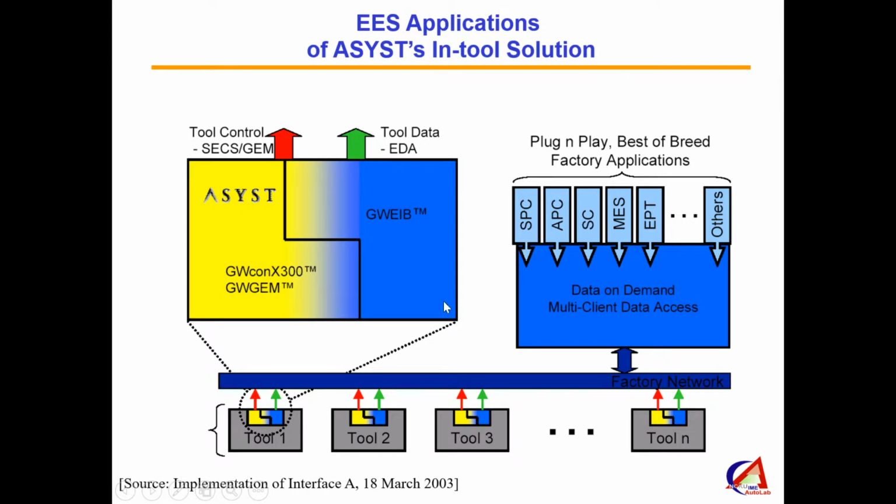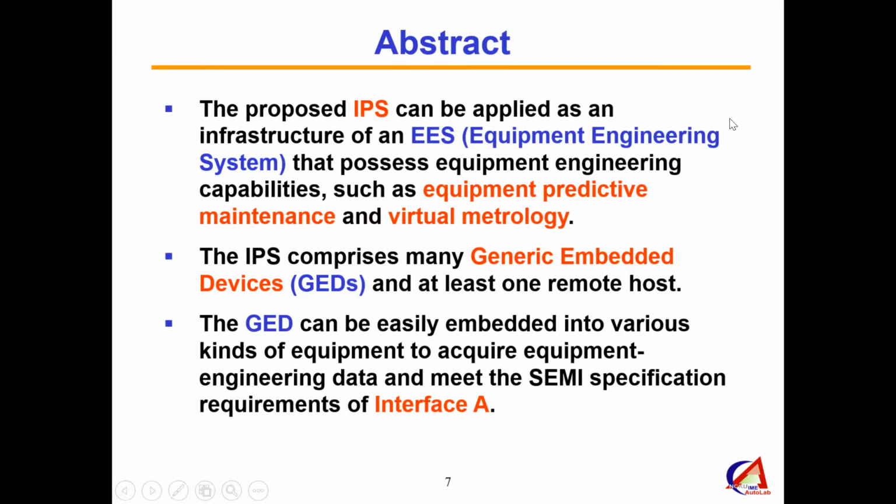Okay. And this is just to give you an example. Assist is a company. So you see each tool has two ports. One is for SECS/GEM, the other is for interface A. So that is just to give you an example. And this is the equipment engineering system. So we have APC and SPC and FDC, run-to-run control, etc.